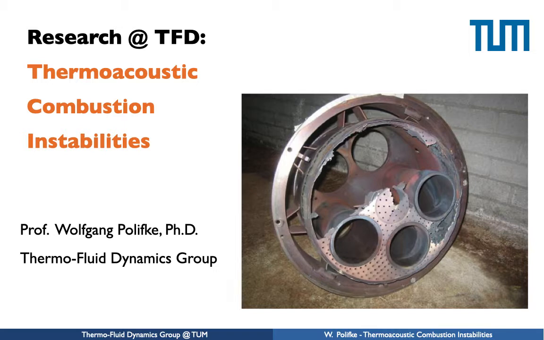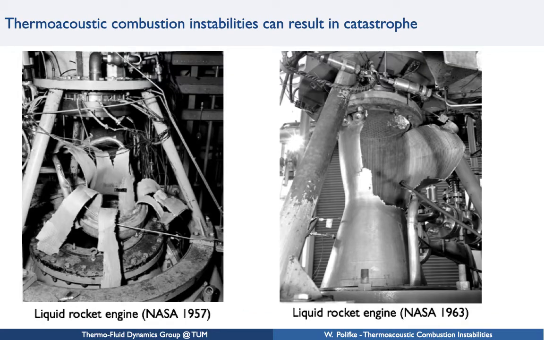Thermoacoustic instabilities are a fairly exotic phenomenon, but they came into the focus of engineering attention in the 50s and 60s. Here, for example, you see rocket engines on NASA test beds, which suffered very serious damage from thermoacoustic combustion instabilities. But it is not only rocket engines, it can also be household burners, it can be industrial burners, or it can be gas turbines.